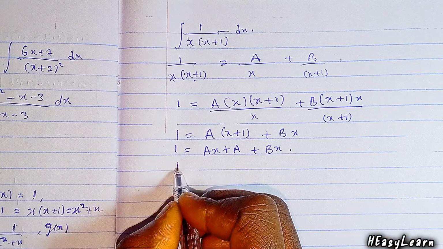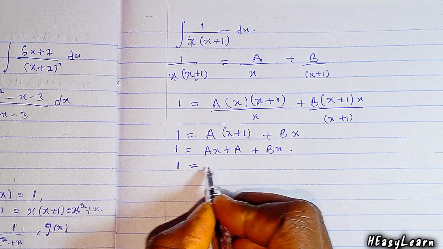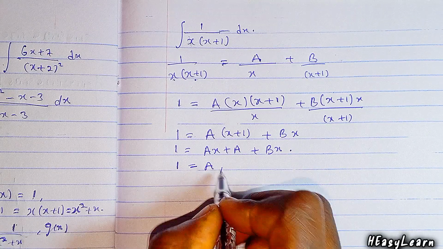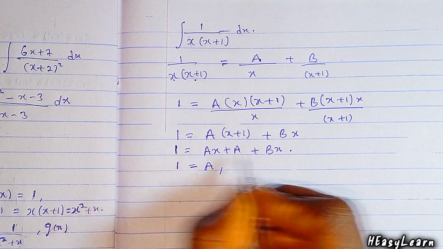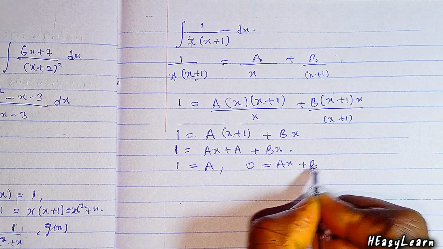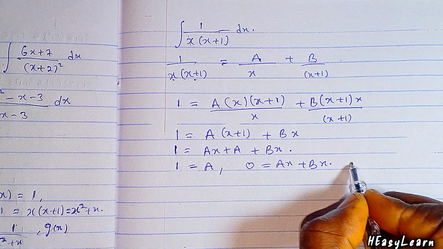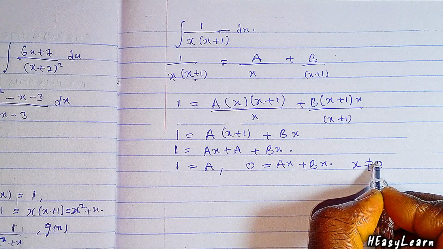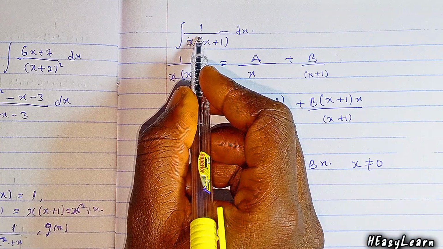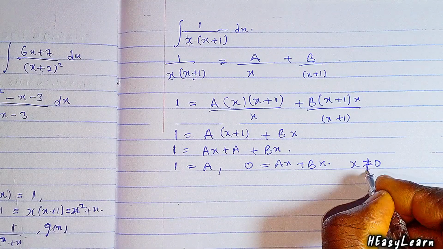We have a constant here. 1 is the same thing as A, because A is a constant here. This implies that A equals 1. Then we don't have a term with x here. We say 0 equals Ax plus Bx. In this case, x can never be 0, because when x equals 0, even this function will be undefined. So there is no way x will be 0.